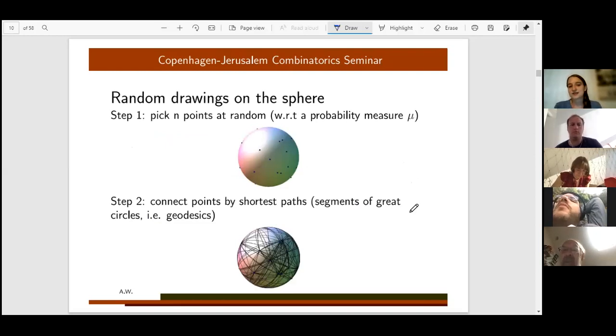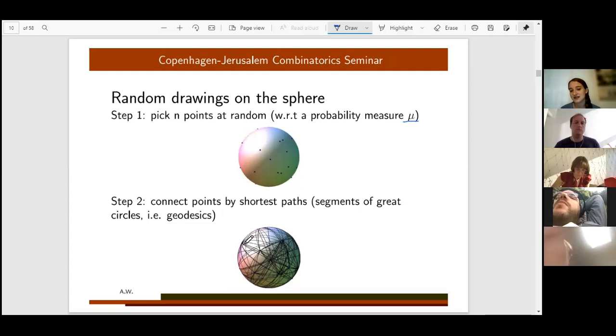I would like to discuss some other type of drawings which give us few crossings, which are basically random drawings on the sphere. So what we do in the first step, we take our favorite probability measure, and simplest would be the uniform distribution on the sphere, and we pick endpoints at random. Then we end up with a number of points, and in the second step, we connect them by geodesics, which are the shortest paths.